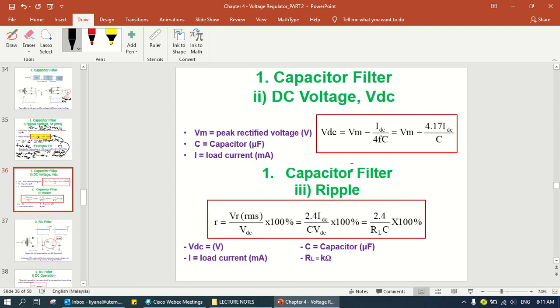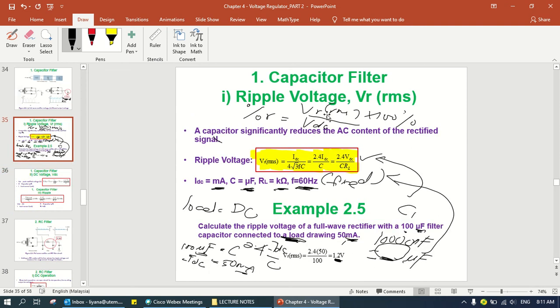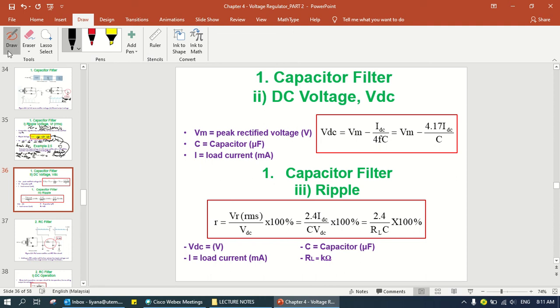Then the DC voltage. You want to calculate the ripple, and this one you get already. You get the value of VR RMS already, and now you want to calculate the VDC. This is the formula for VDC, which will also be given in the final. So VDC is equal to VM minus IDC over 4FC, or equal to VM minus 4.17 IDC over C.